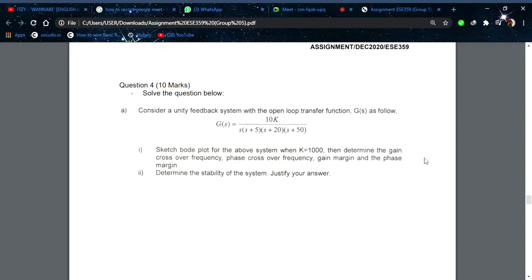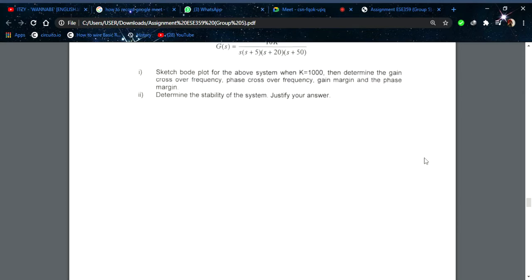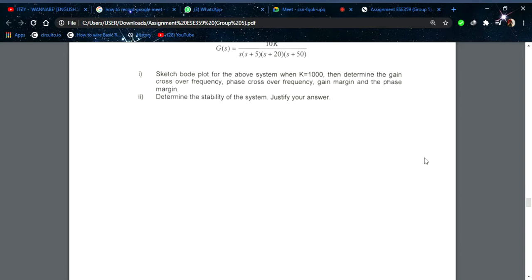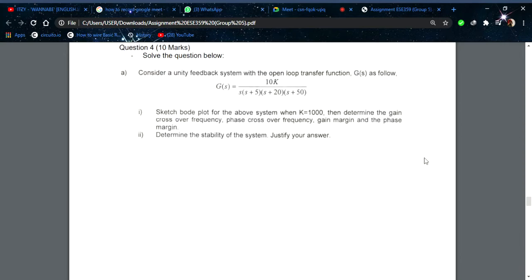Assalamualaikum. Question 4. I need to solve: consider a unity feedback system with the open loop function G(s) as follows. Okay, step 1, find the open loop transfer function G(s)H(s). First, you must substitute the 10k with 1000, and then the s must be changed, converting Laplace to frequency response.